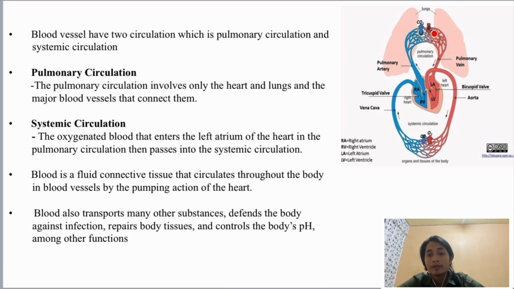Now, blood is a fluid connective tissue that circulates throughout the body in blood vessels by the pumping action of the heart. Blood also transports many other substances, defends the body against infection, repairs body tissue and controls the body pH, among its functions. So I think this is a very simple introduction.